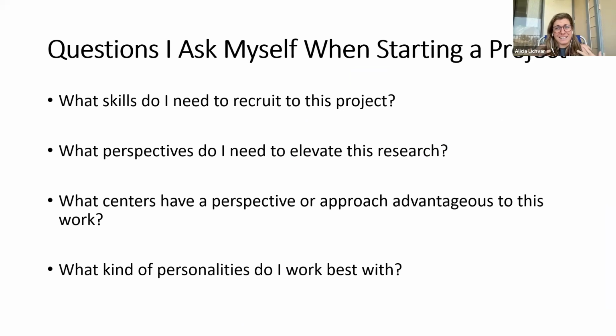So questions I like to ask myself if I'm the one endeavoring or thinking about doing something that is outside the scope of just a single center study. When I'm recruiting for a team, I think about what skills I need to recruit to the project that maybe I can't provide, or maybe I don't have bandwidth to provide. And once I identify the project, where I start first is, okay, well, who would be really good to speak to these different project aspects or elements? And then what perspectives do I need to elevate this research?